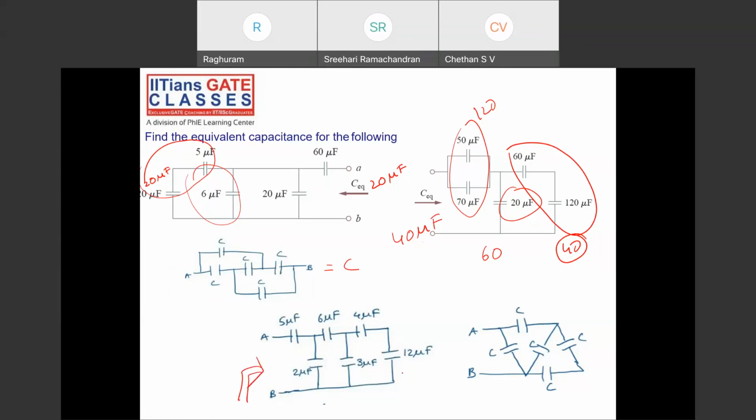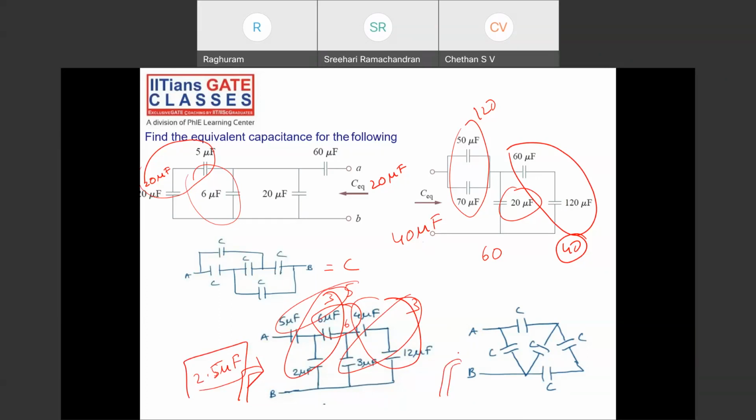Quickly. 12 and 4 is 3. 3 and 3 is 6. 6 and 6 is 3. 3 and 2 is 5. 5 and 5 is 2.5 microfarads. I'm giving you these many because when we are habituated to resistors, people tend to get confused with capacitors. It's very simple, but sometimes in series parallel combinations, you may make mistakes. Understood? It's 2.5 microfarads. Series, parallel, parallel, series. Clear?